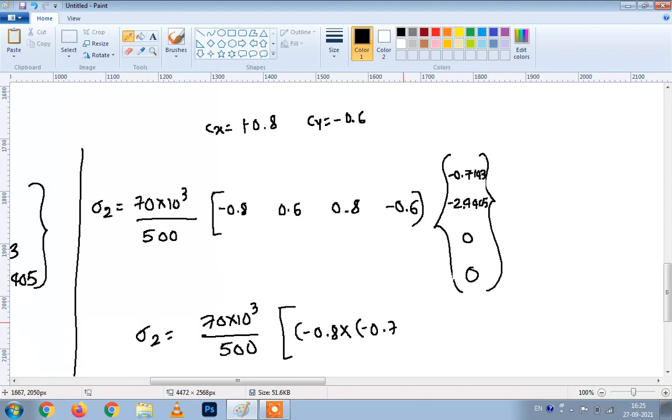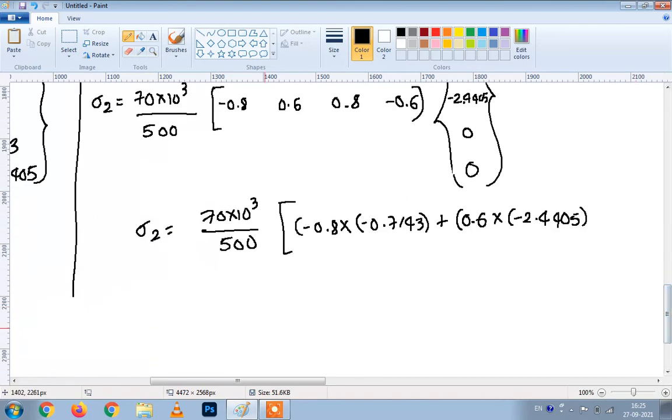So minus 0.8 into minus 0.7143 plus 0.6 into minus 2.4405, and these two values, 0.8 and 0.6, will become 0. So after calculation, please calculate this. Sigma 2 that I am getting is 125 Newton per mm square.